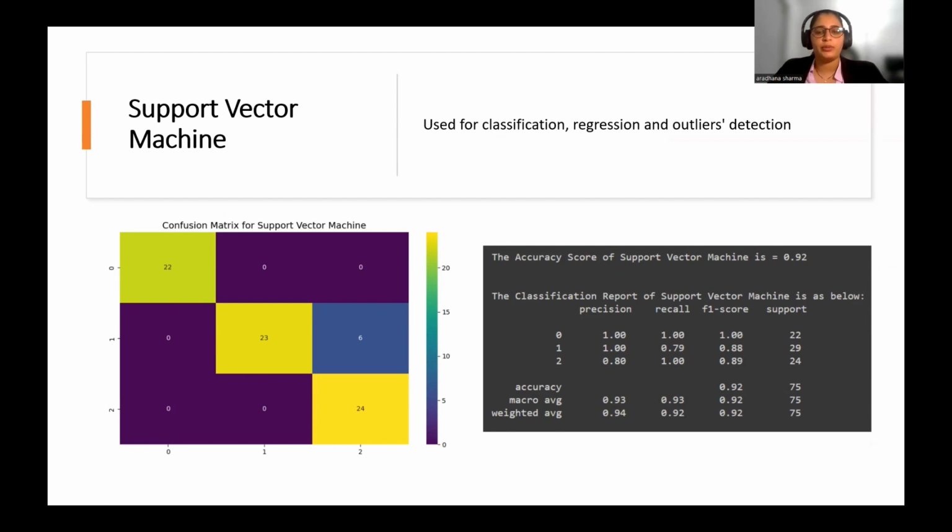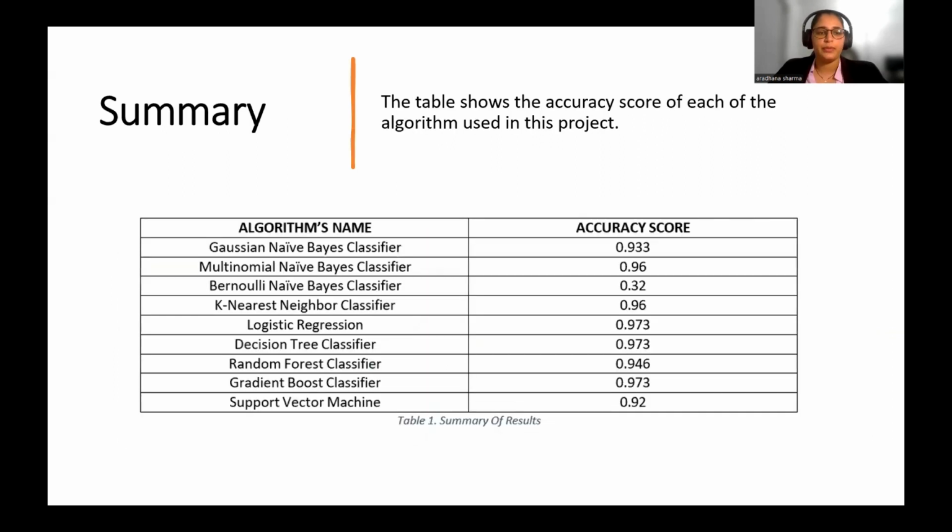We used this algorithm to classify the Iris dataset, and here are the results. Class 1 has 100% accuracy. Class 2 has 6 misclassified samples, and Class 3 again has 100% accuracy. The average accuracy score of this algorithm was 0.92.